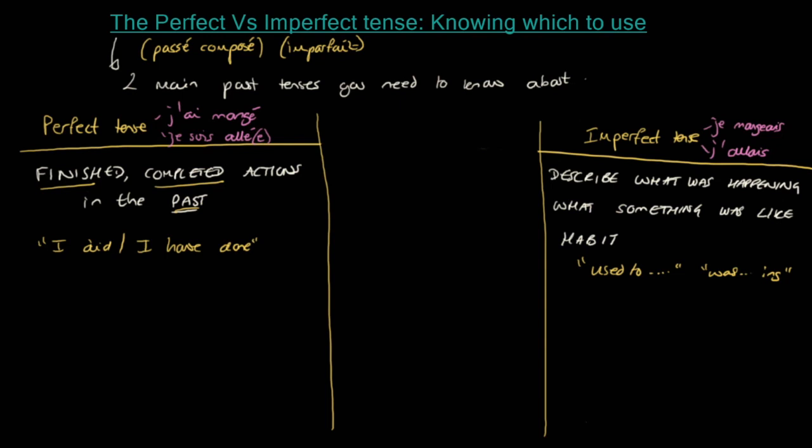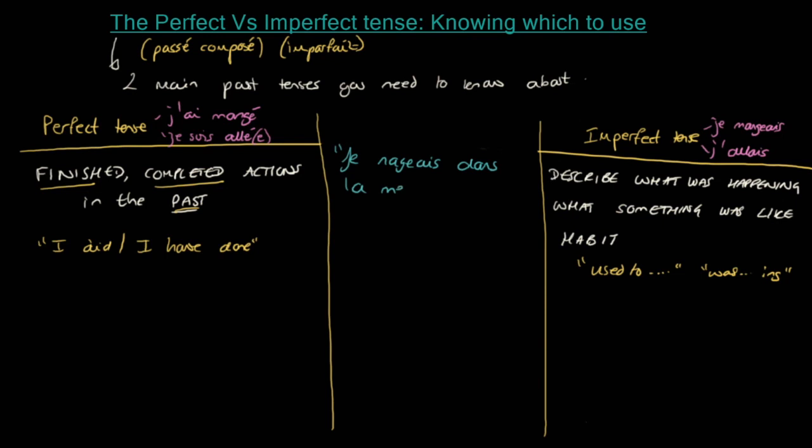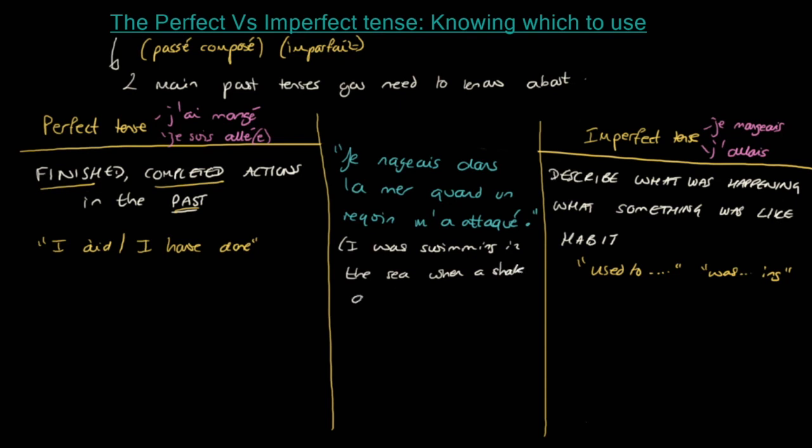Let's take an example. I'm going to combine the two. You often see the two tenses combined. We're going to look at the difference here. So let's have je nageais dans la mer quand un requin m'a attaqué. So, I was swimming in the sea when a shark attacked me.